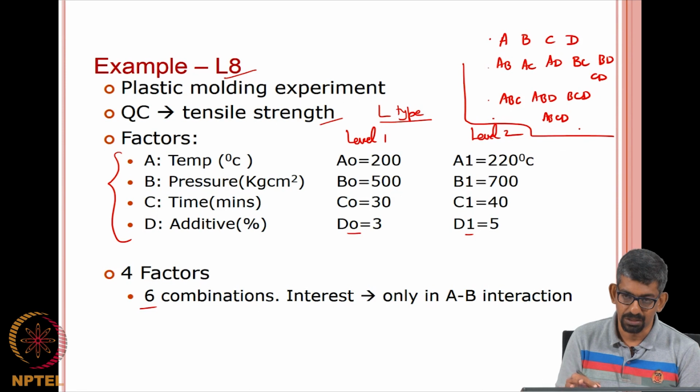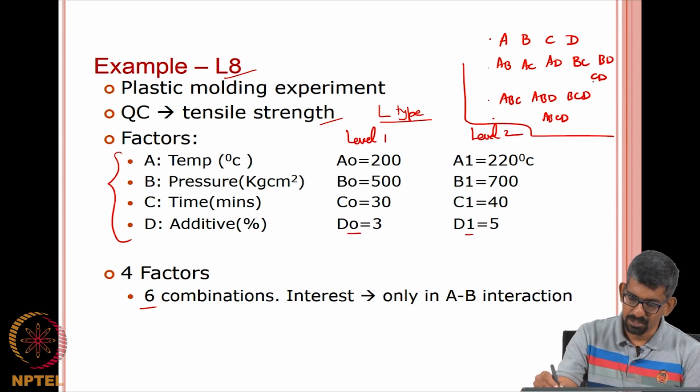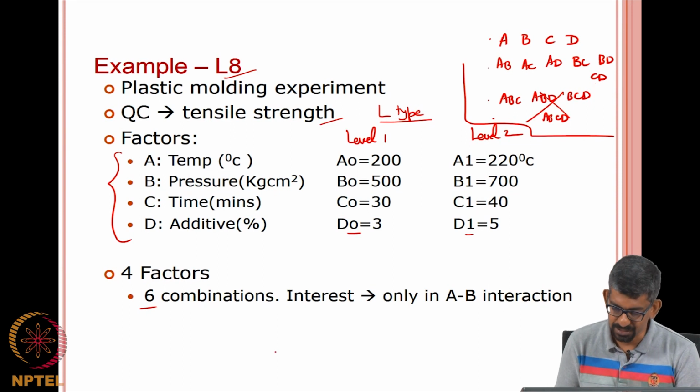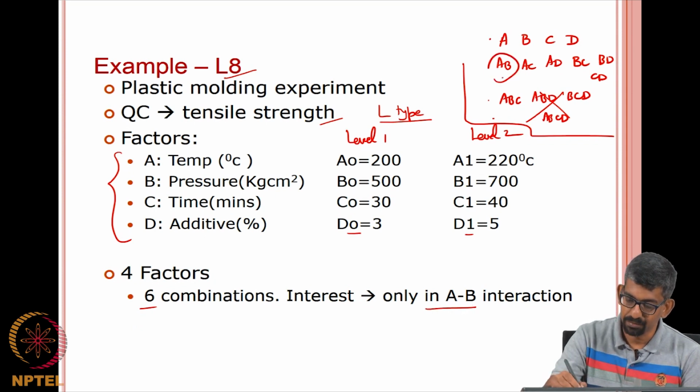In order to reduce the number of experiments, that is what Taguchi's orthogonal array proposes. You will get most of the information, but you can save in terms of experiments by at least 50 percent or around that. So, what they are saying is there are 6 combinations in 2 factor interaction. They are not even worried about the higher factor interaction, they are only talking about the 2 factor interactions. They are saying there are about 6 combinations, but our interest is only in the AB.